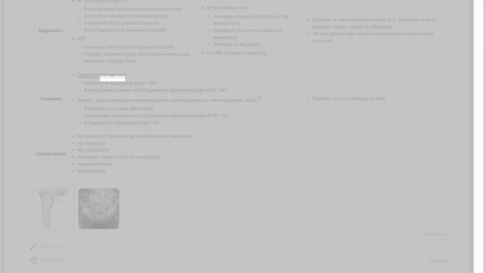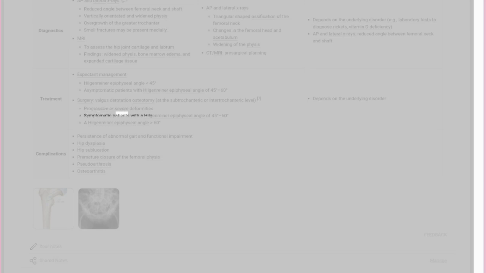Plus expectant management. Hilgenreiner epiphyseal angle. Treatment: surgery, valgus derotation osteotomy, at the subtrochanteric or intertrochanteric level, depends on the underlying disorder.